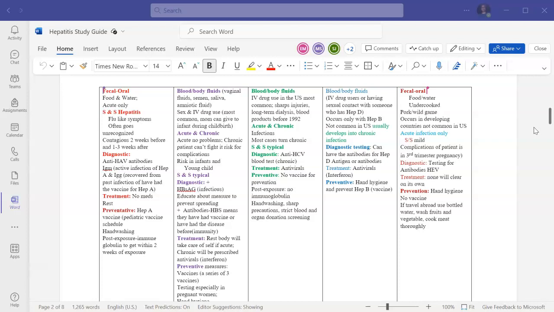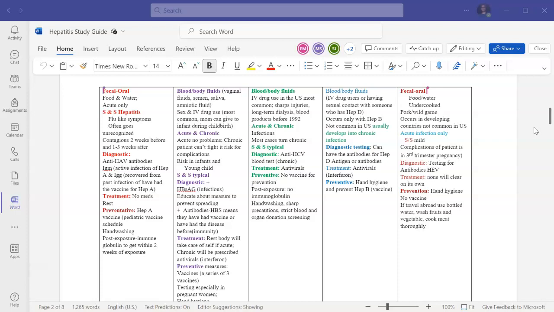The urine will be dark. The stools will be clay colored. They may have some joint pain, may have some jaundice. Those are typical signs and symptoms of a hepatitis. Okay, or they could be very mild where they don't really present with a lot of symptoms.